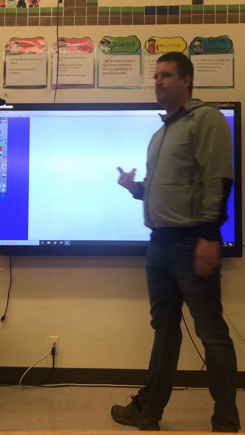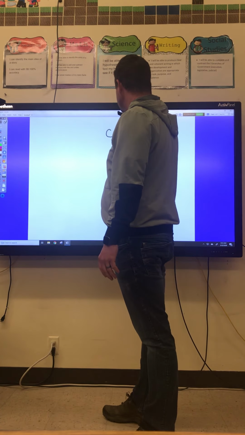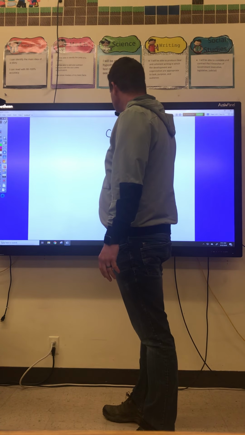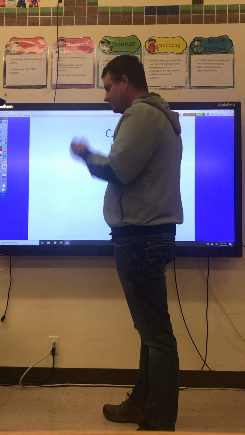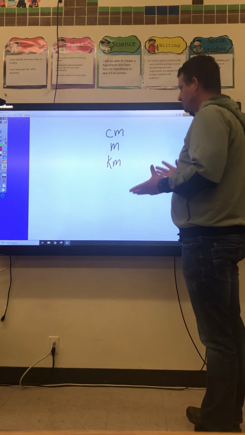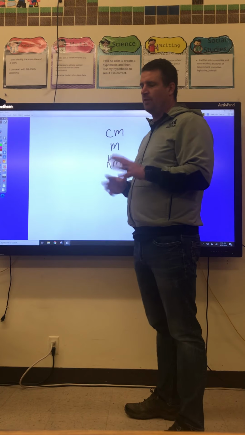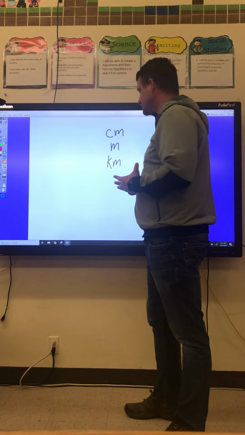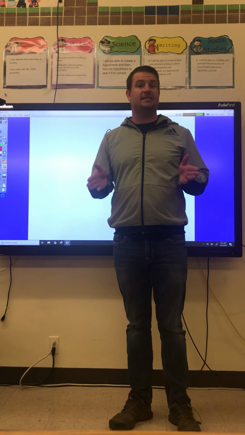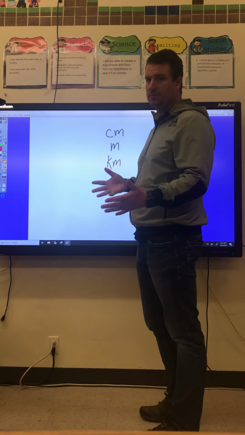So we're going to be talking about metric measurement. The ones that we're going to commonly use are centimeters, meters, and kilometers. These are the ones we're going to be using and converting today. There are some others that you'll get into more, like millimeters, and some rarer ones, hectometers and things like that. The nice thing is metric is base 10, so you're going to be using 10, 100, 1,000.